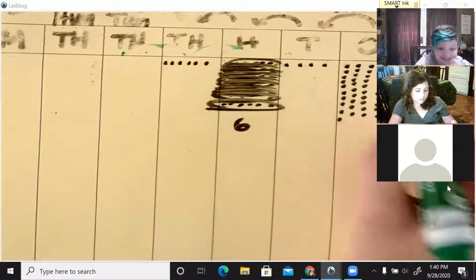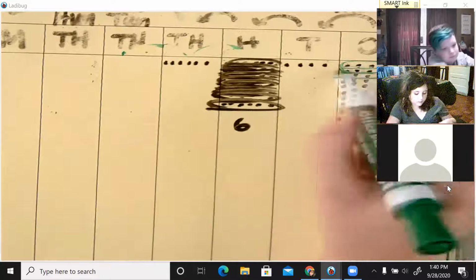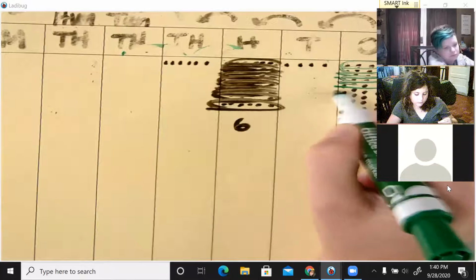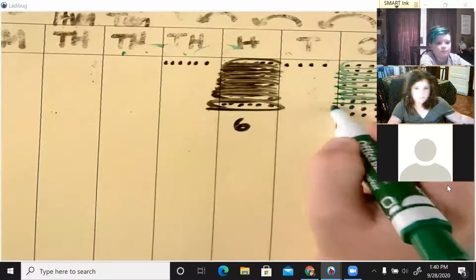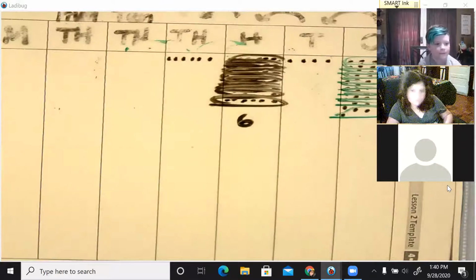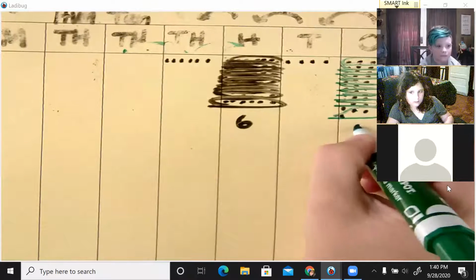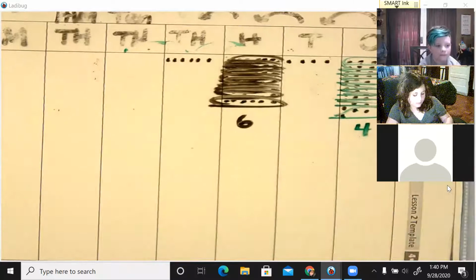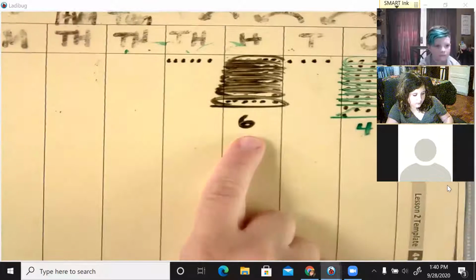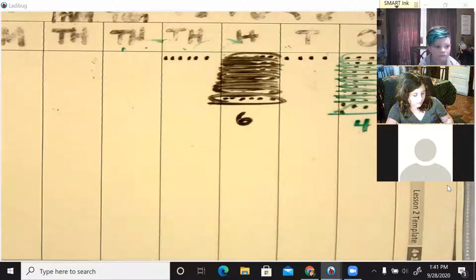Maybe I'll switch colors so it doesn't all blend in. Now I have to make 10 equal groups of ones. So here's 1, 2, 3, 4, 5, 6, 7, 8, 9, 10. How many groups of one do I have in one group? 1, 2, 3, 4. Okay, so if you look at my chart now, pay attention to how many are in each.